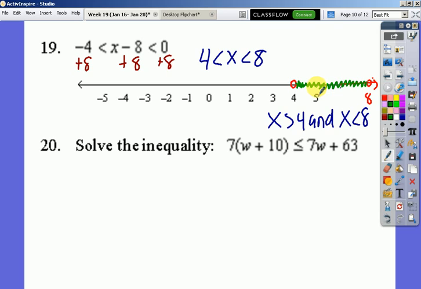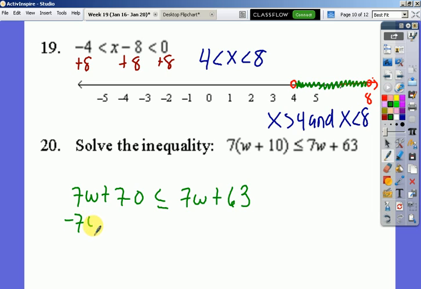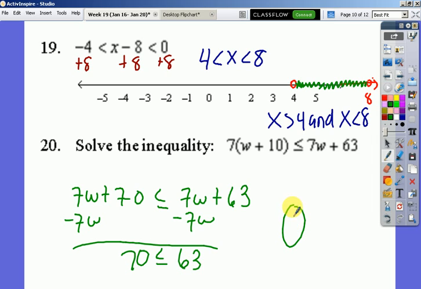All right, last one for today. Distributive property, 7w plus 70 is less than or equal to 7w plus 63. What's going to happen to my 7w's? They're going to cancel out. If I subtract 7w and subtract 7w, I'm going to end up with 70 is less than or equal to 63. How do I know if it's infinitely many solutions or no solution? Is that infinitely many or no? Yeah, how did you know? Yeah, it's not a true mathematical statement, so it's no solution.